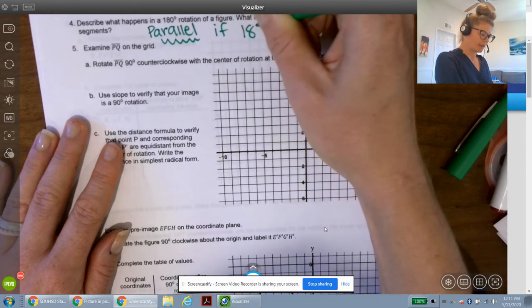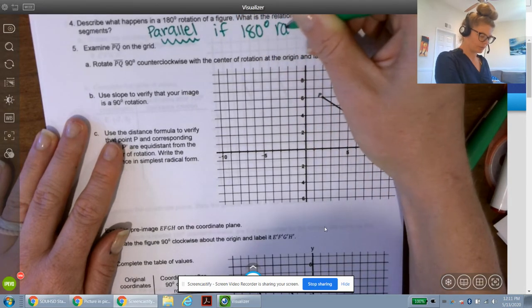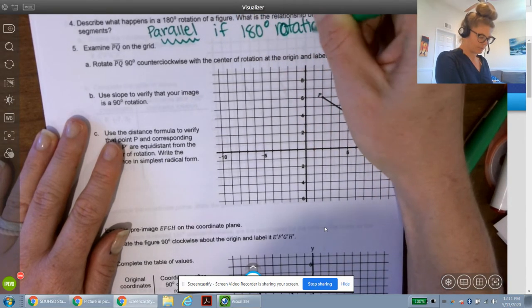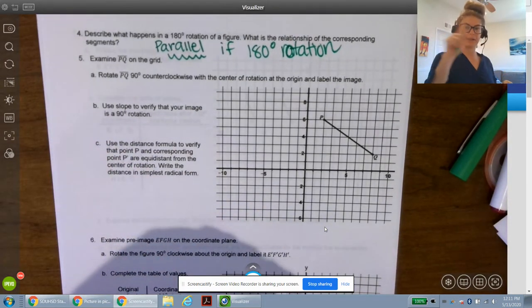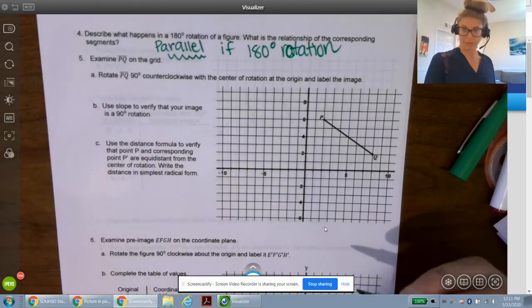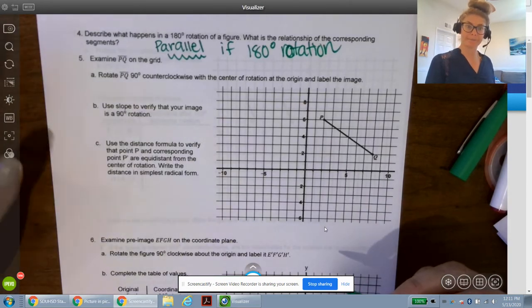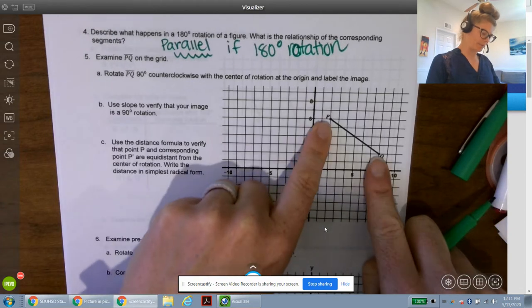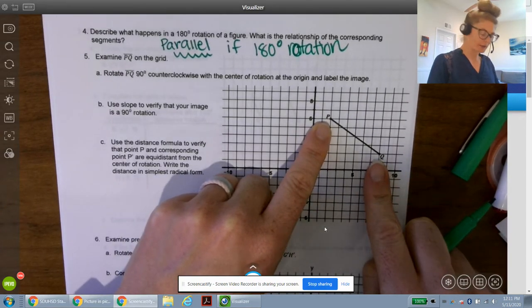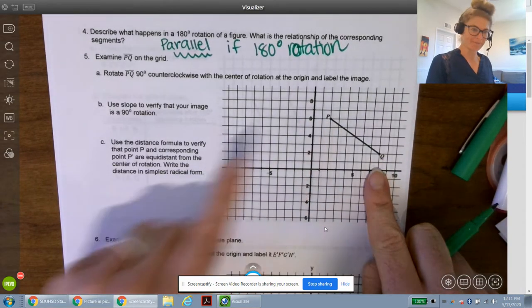If 180-degree rotation. And again, direction doesn't matter because clockwise and counterclockwise will be 180 degrees. You'll end up in the same spot. Okay, so we are going to examine segment PQ on the grid. Okay, look at it. Good job examining.